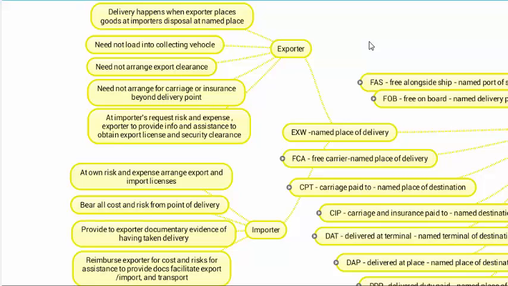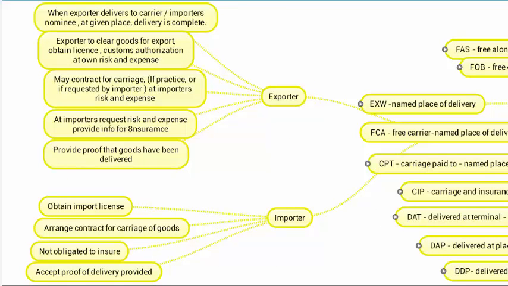So these are the responsibilities of various parties. That is why we say in Ex Works the exporter has least responsibility and the importer has most responsibility. As we move from Ex Works to FCA to CPT to CIP, the responsibility of the exporter will keep on increasing and the responsibility of the importer will keep on decreasing. Now let us have a look at FCA, Free Carrier.